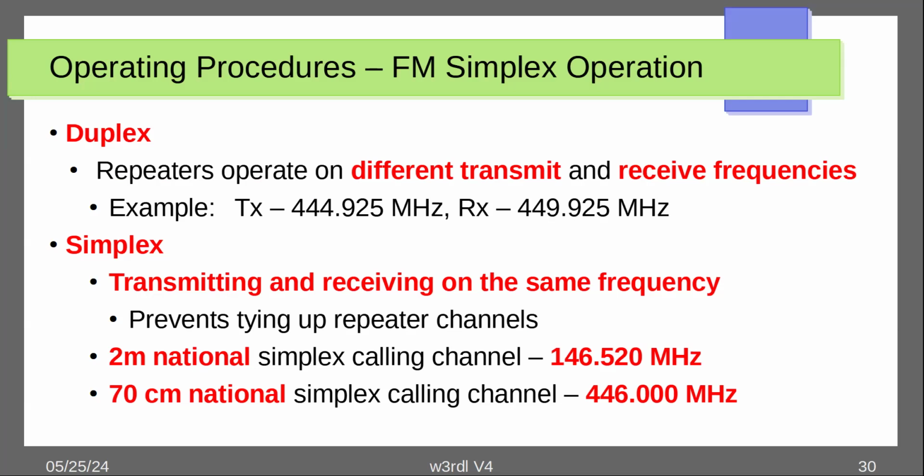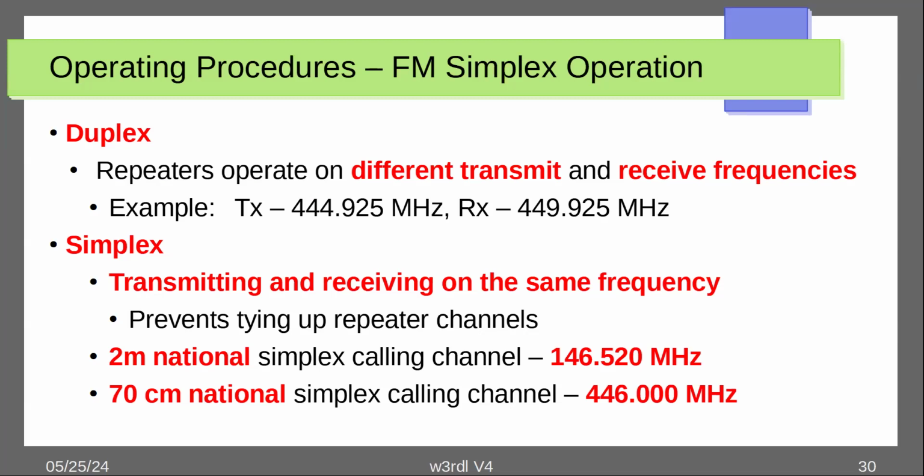One of the purposes is so that you don't busy up the repeater channels like SARNet. They don't mind you making a contact on SARNet, but they want you to move, if possible, to a different channel or simplex. There are some national calling channels for both VHF and UHF. The standard one for 2 meters, or VHF, is 146.520.